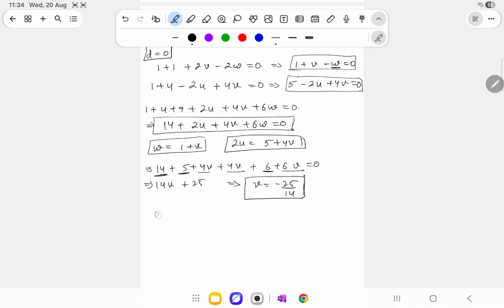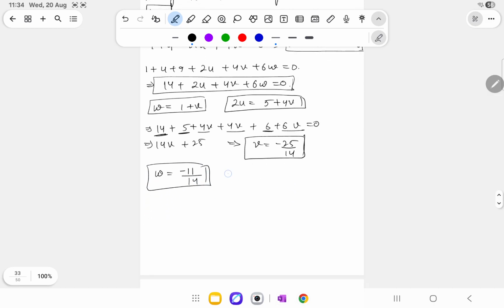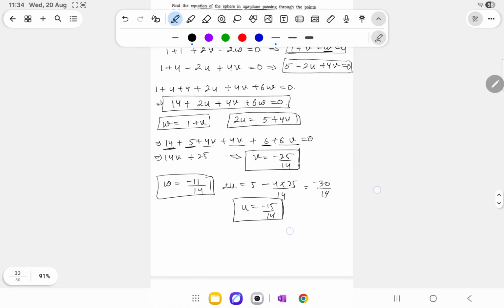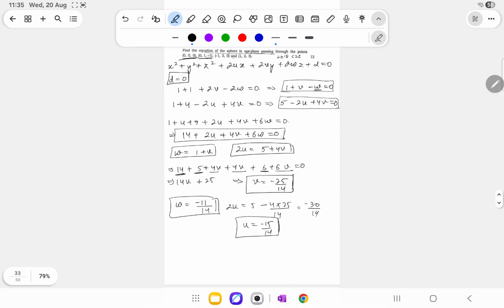Further, my w is 1 plus v, which is basically minus 11 by 14, and u is, 2u is 5 minus 4 into 25 by 14, which is 70 minus 30 by 14. So u is basically minus 15 by 14. So I get the values of u, v and w, and I can easily find the equation of the sphere.